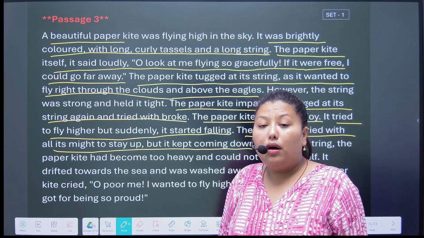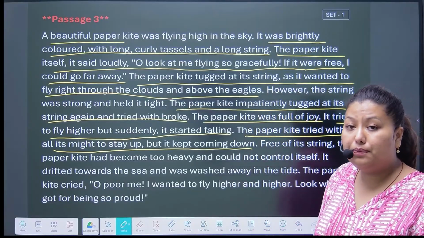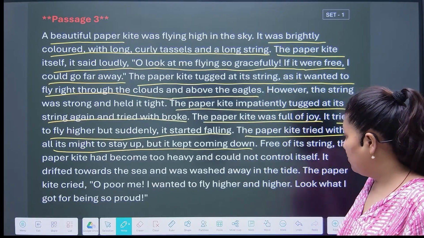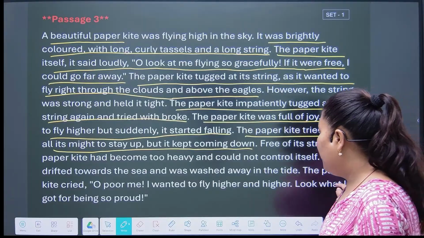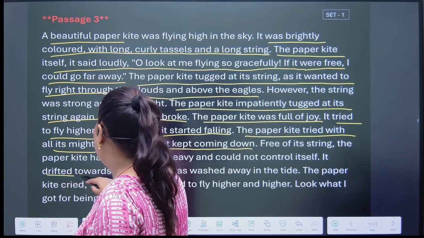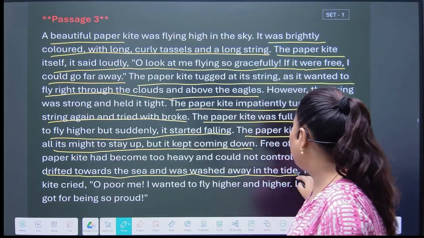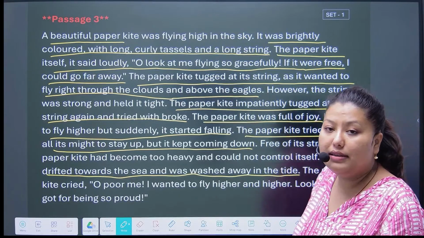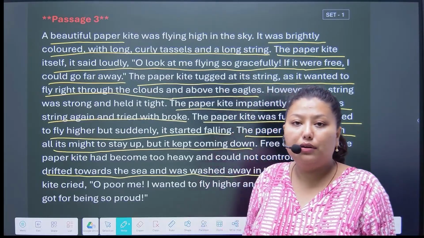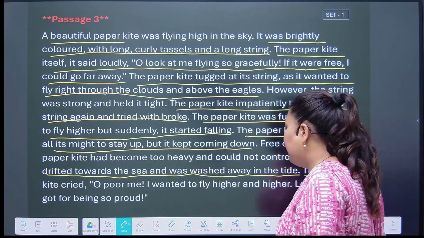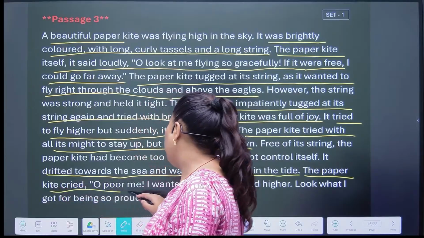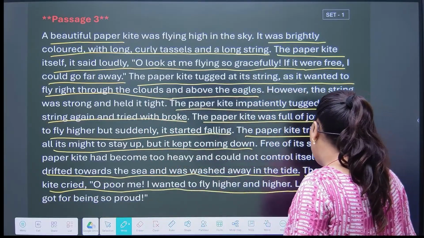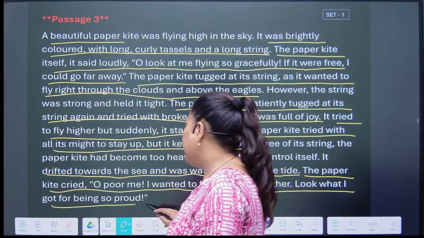Next, where did the paper kite fall when he broke his string? The paper kite drifted toward the sea and was washed away in the tide. So in the last, what did the paper kite say for being so proud? The paper kite cried, "Oh, poor me, I wanted to fly higher and higher. Look what I got for being so proud."